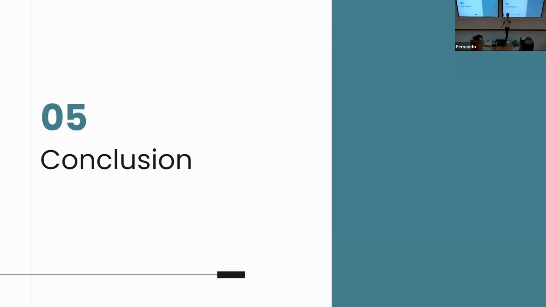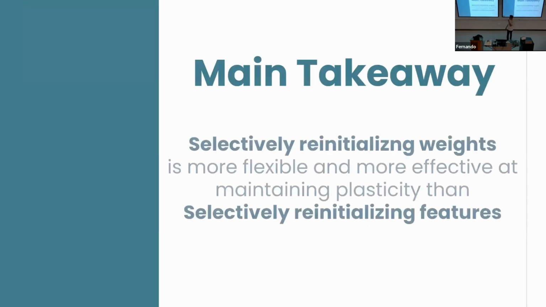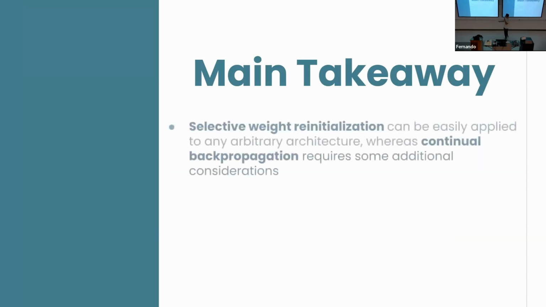So that's it. In conclusion, first, let me revisit my main takeaway. So I told you that selectively reinitializing weights is more flexible and more effective at maintaining plasticity than selectively reinitializing features. And I feel that's too broad, given what I've shown you so far. So I'm going to revisit this takeaway. Instead, I'm going to say selective weight reinitialization can be easily applied to any arbitrary architecture, whereas continual backpropagation requires some additional considerations. That's what I meant with it's more flexible. It can be applied easily to any architecture.